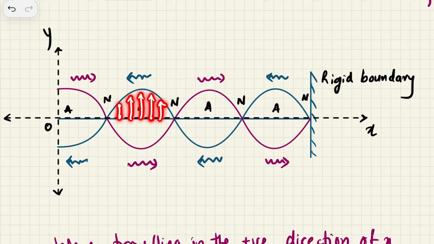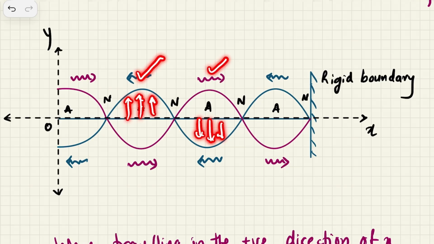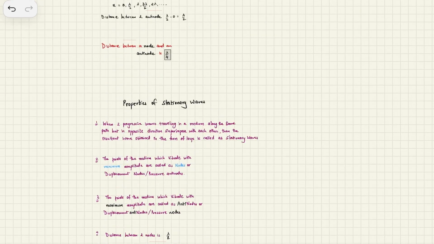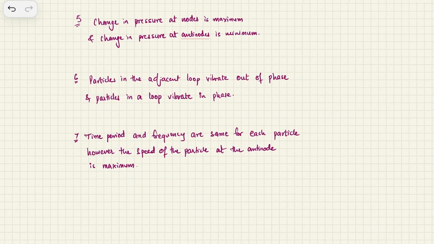So inside a loop, all the particles go up, so they are in phase, and in adjacent loops, all the particles are going in the opposite direction. So these two particles are out of phase. This is one loop, this is another loop. So in adjacent loops, they are out of phase, and in a single loop, they are in phase. So this becomes our sixth point.